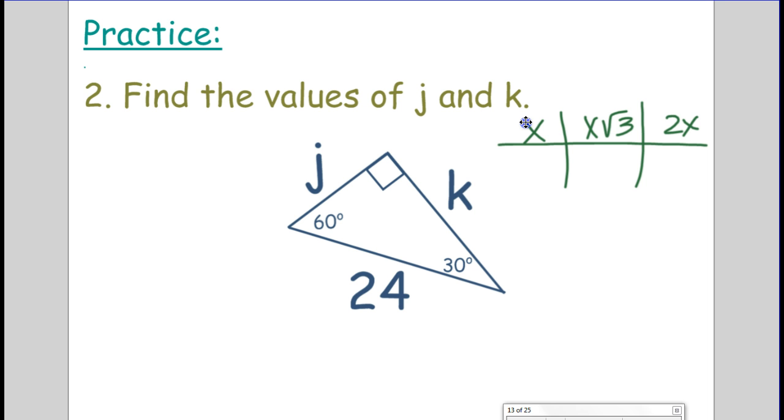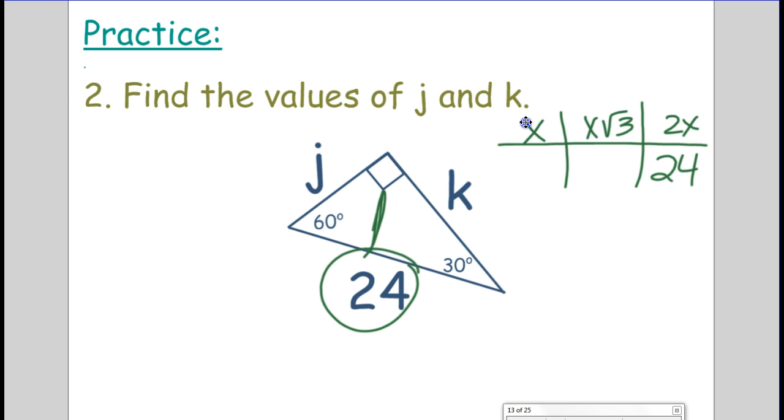Say 24. And Trent, what is 24 across from? The 90. Very good. That's where you start. What am I given and what is it across from? So Trent, in this 30, 60, 90, where would I put it? Which column? The 30, the 60, or the 90? Oh, 2x. Yep, in the 90 column. Good. Well, if 24 is double x, 12.